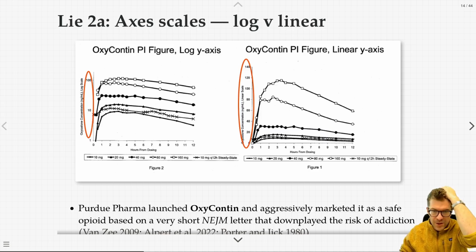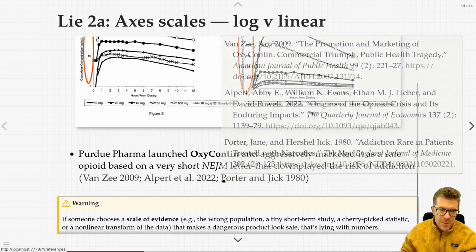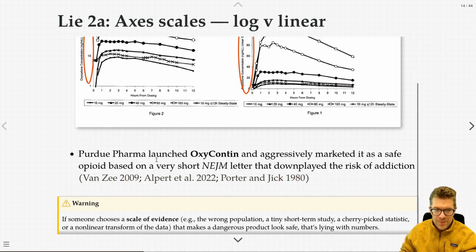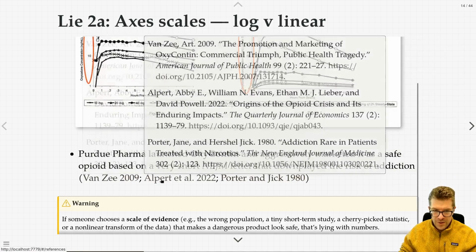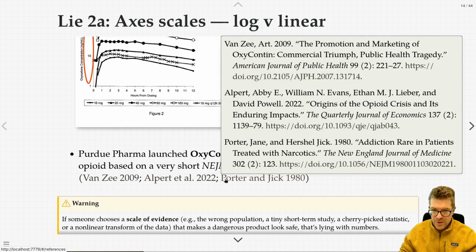Okay, so you might have heard of Purdue Pharma. They launched OxyContin, I think way back in the 1990s. They had different versions of it, and they aggressively marketed it as safe. It's perfectly safe. And a lot of the basis for saying it's safe was this short New England Journal of Medicine letter that downplayed the risk of addiction. So here are a lot of references that you could look into to read about it.